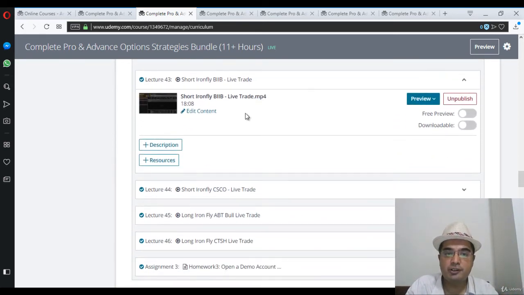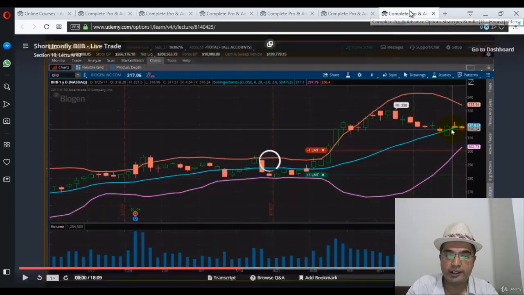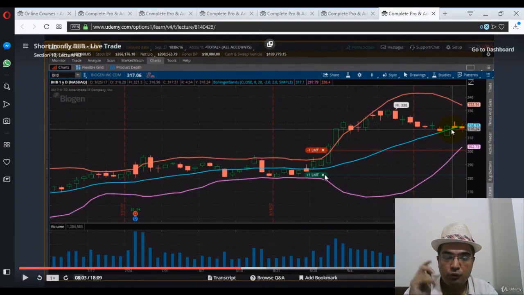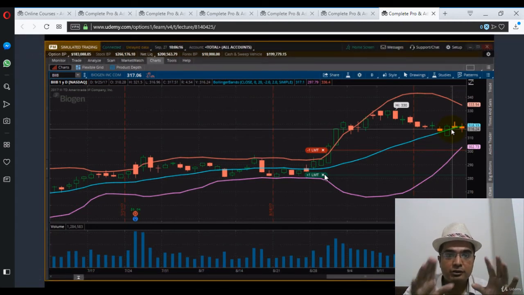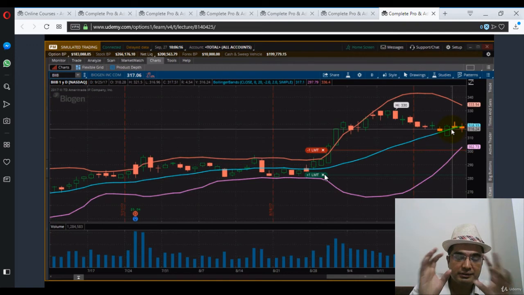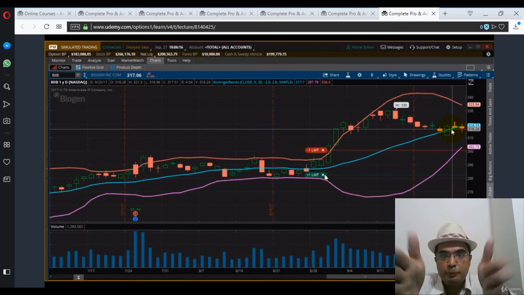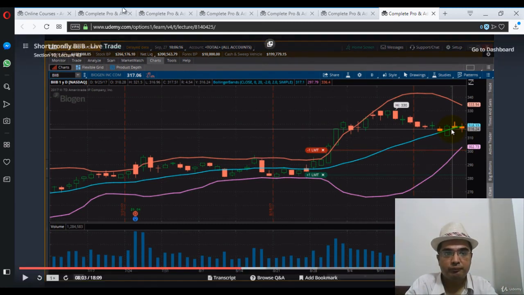And again, you will be doing a live trade for short iron fly. I'll be showing you on chart how I selected the trade, how it went through, and whether I made money or lost money, so that you understand this is the risk, this is how you need to trade, this is what you need to do, so you can see the path in front of you.